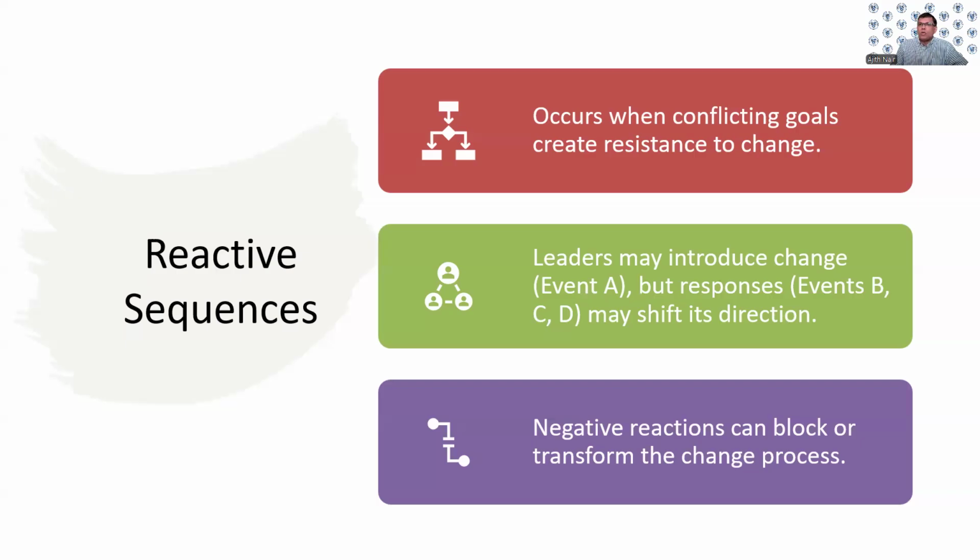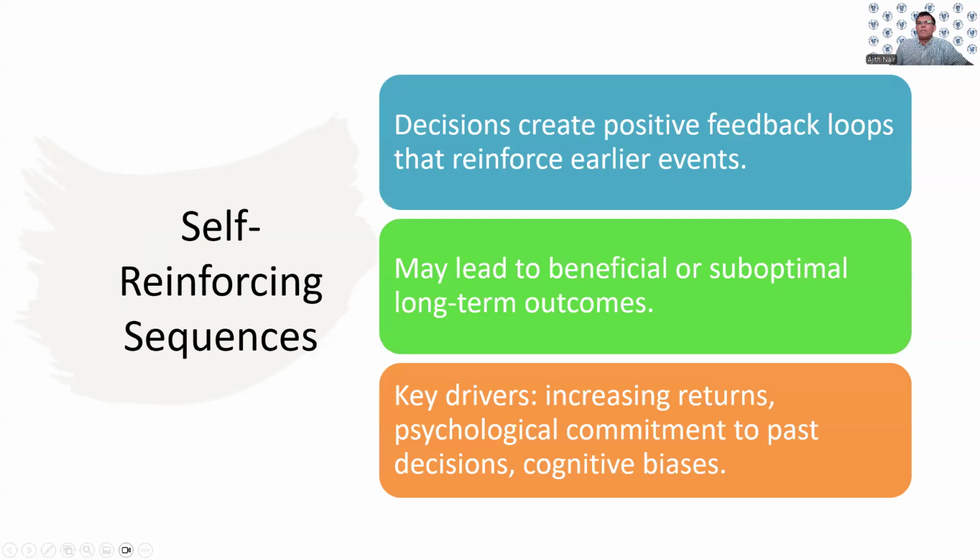Another example is New Coke, which was introduced in 1985. Coca-Cola reformulated the classic beverage, which led to consumer outrage, and they finally had to return to the original formula. I still think the original Coke was the best Coke that Coke ever produced. So leaders should always anticipate resistance and have a proper feedback loop, ensuring that reactive sequences do not derail their vision. Now let's take a look at self-reinforcing sequences.